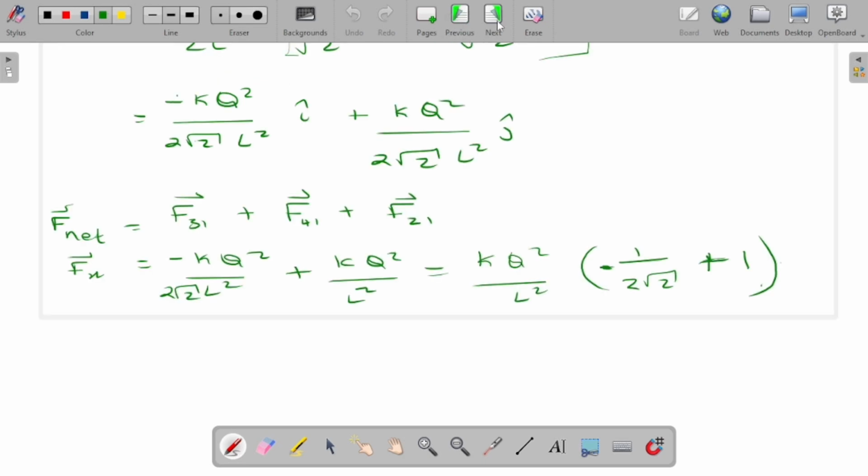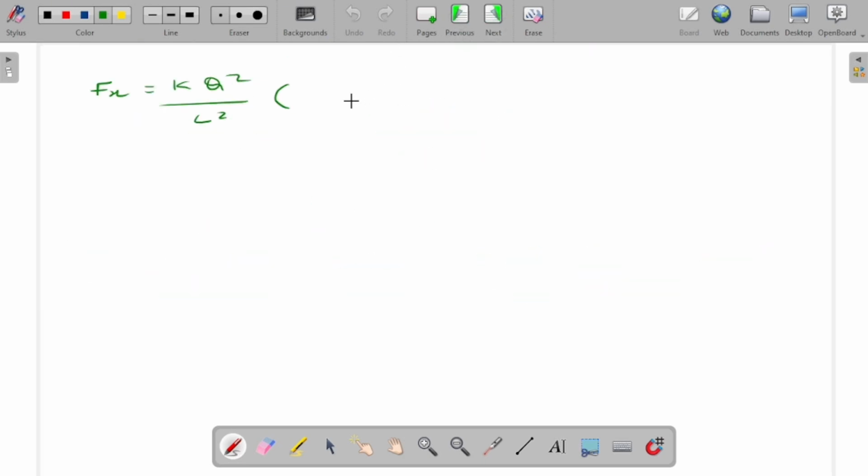No, I'm so sorry. 0.646. And then the net in the Y. Since it has the same components, F1 equals F2 and F3x equals F3y, I just wrote the same answer.